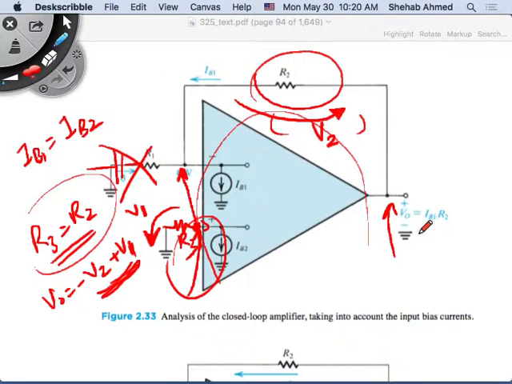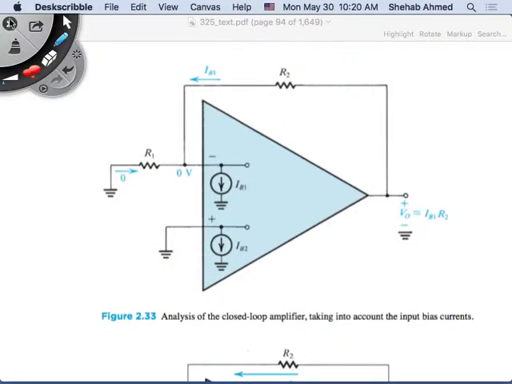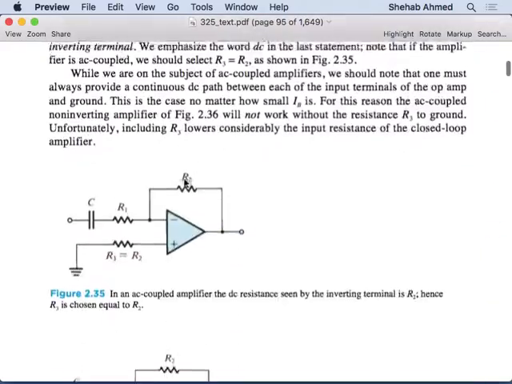Right? So that's the effective bias current, even in the special case that I did not care to cover.